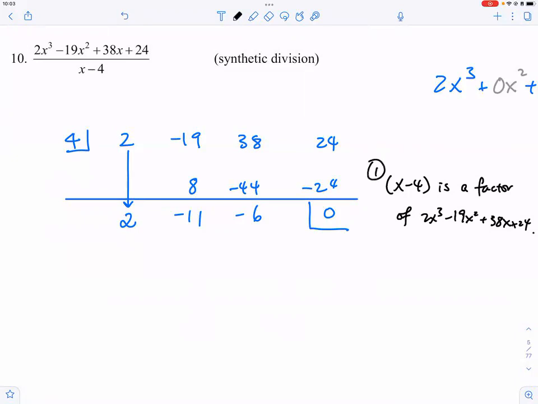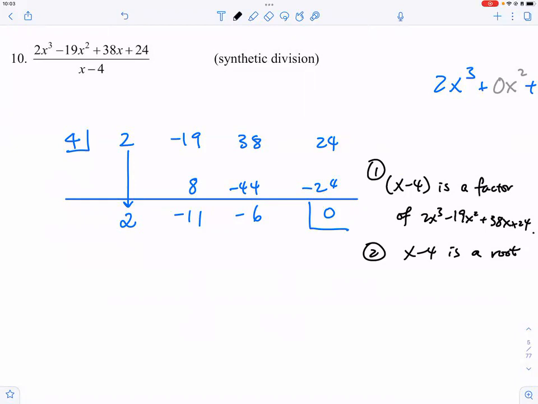That's number 1. Now, the other thing that you should be able to find out from this simple synthetic division is that, oh, wait, hold on, the remainder is 0. It's a factor. That means x minus 4 is a root. X minus 4 is a root. That's exciting. Okay. That's exciting.